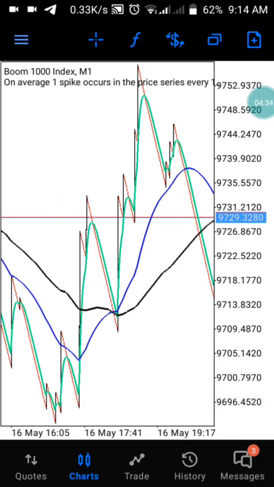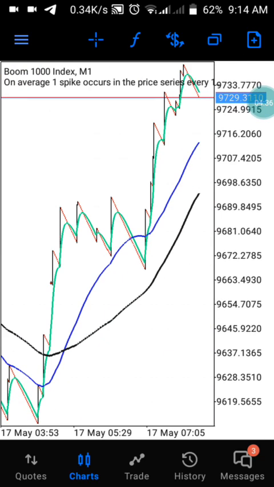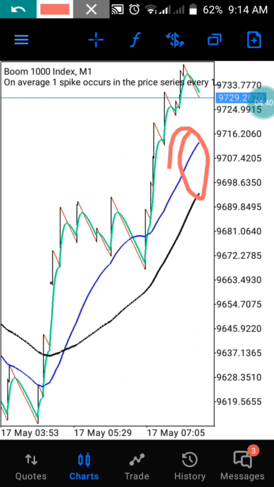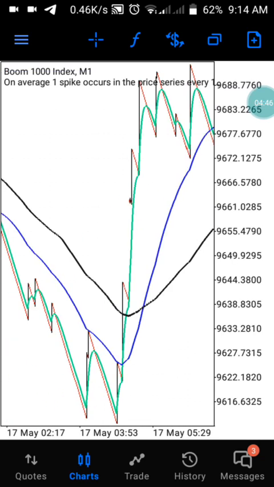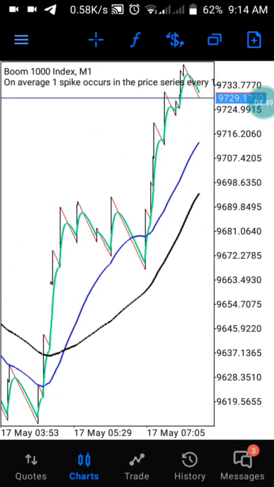But anytime it's not giving you a confirmation, like what we're having at this particular time, you see, there's no confirmation yet, don't enter the market. Wait for it to confirm, and when it's confirmed, then this is the best time for you to enter your market. Now, let me show you the first entry that we are going to be having.